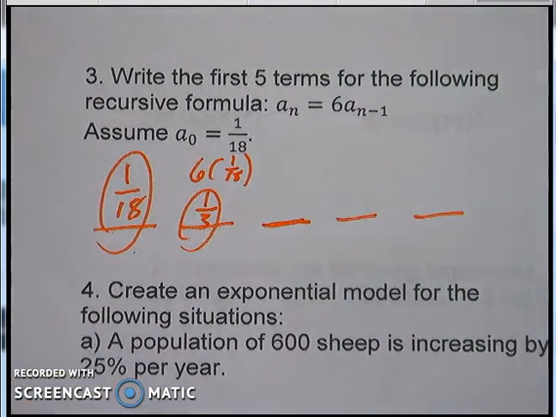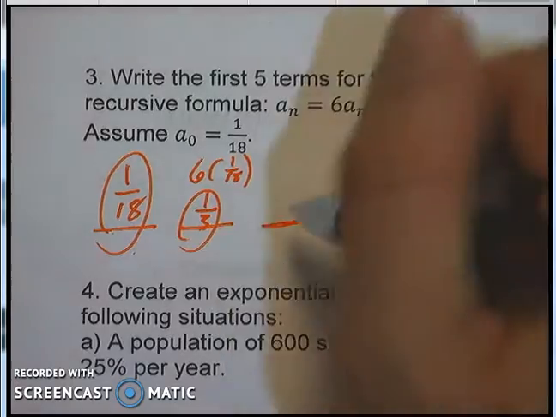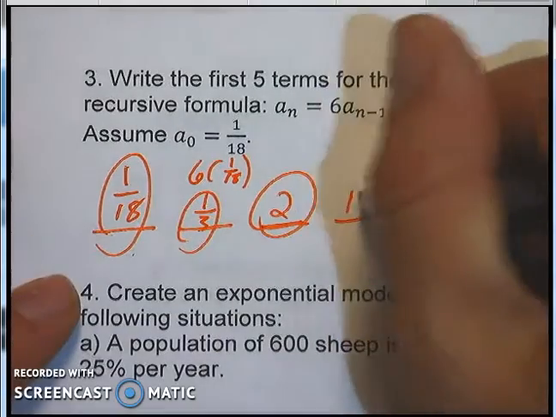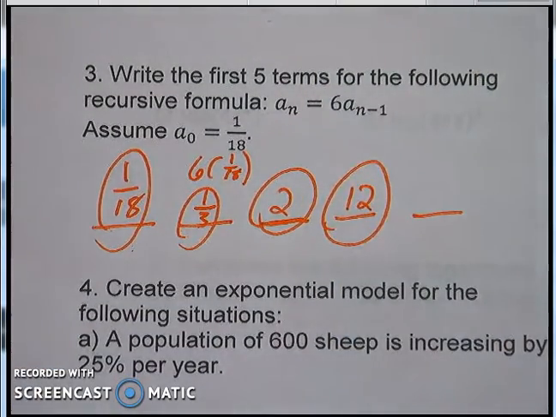The third term is going to be 1/3 times 6. So 6 divided by 3 is 2. To get the fourth term, you multiply by 6 again to get 12. And then the fifth term is 12 times 6, which is 72.